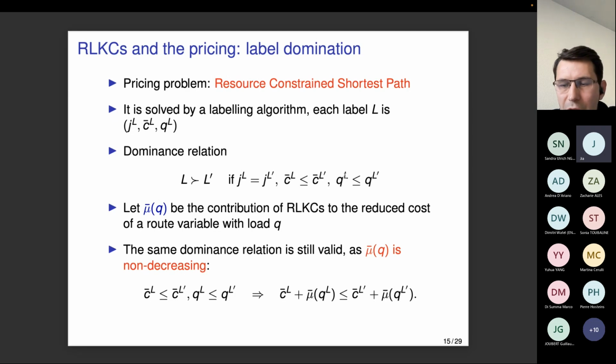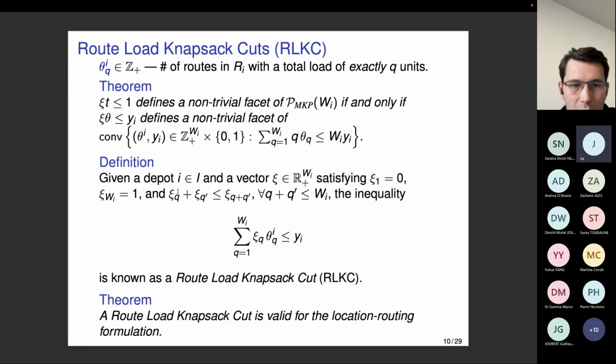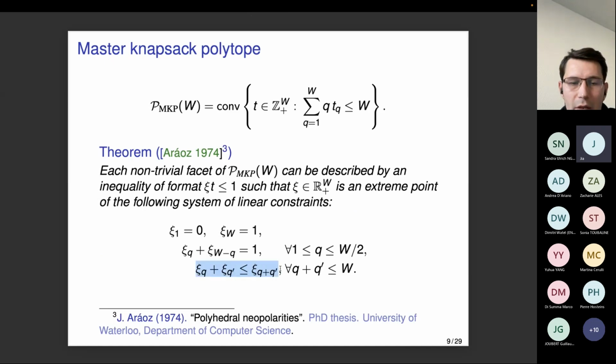However, here the complete reduced cost of our path not only includes the dual values which correspond to the covering constraints in the master, but we also need to take into account the route load knapsack cuts. And so this function mu bar will determine this contribution, and this function will still be non-decreasing and super additive, because it is a sum of monotone and super additive functions. And the super additivity comes from this property of the facets, and the monotonicity is a special case of super additivity.